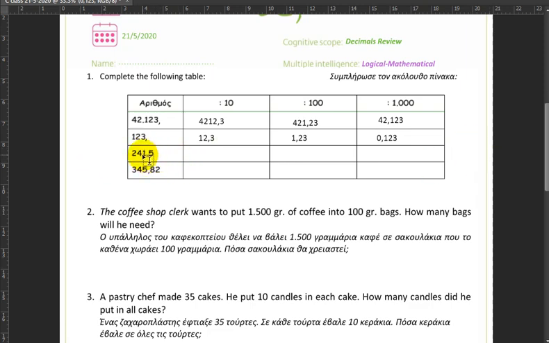Here we divide by 10, so it's going to be between the 4 and the 1, so 24.15. Then we divide by 100, so it'll move 2 places to come between the 2 and the 4, so 2.415. Then we divide by 1,000, so it needs to move three places to the left. 1, 2, 3 comes in front of the 2.